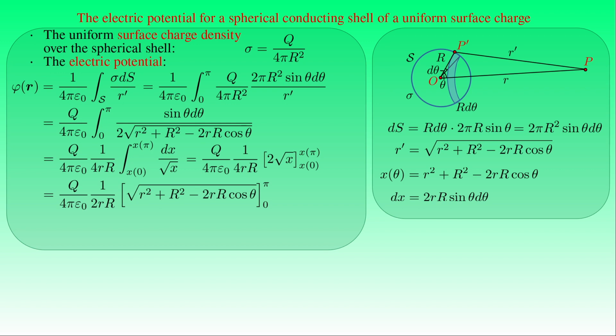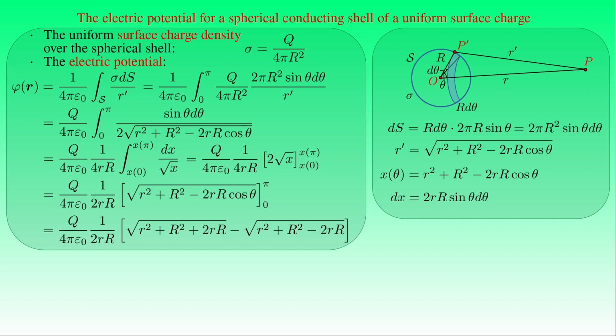If we substitute the lower and upper limits into the equation, then the expression in the brackets leads to the square root of r squared plus R squared plus 2 times r times R, minus the square root of r squared plus capital R squared minus 2 times r times capital R.